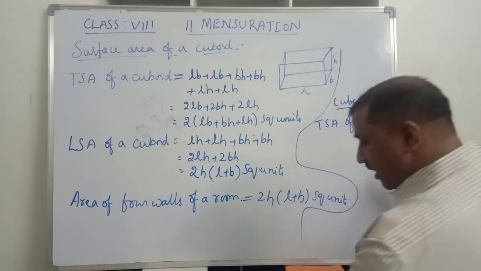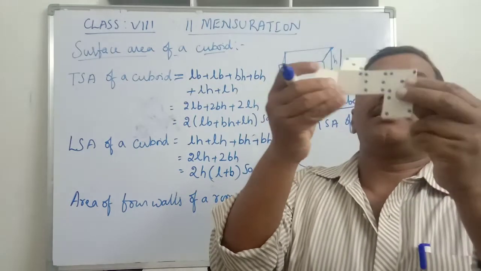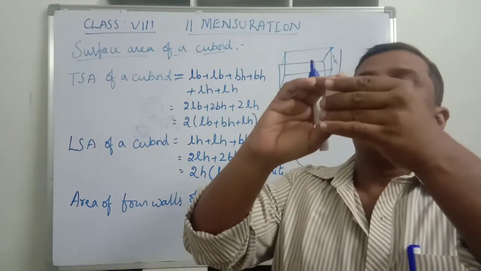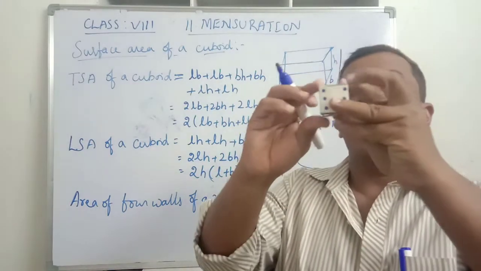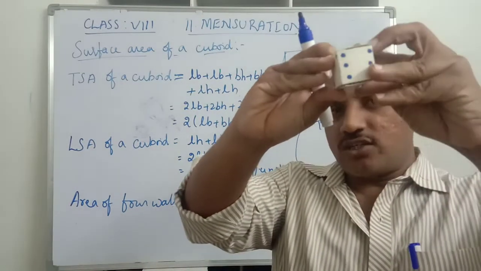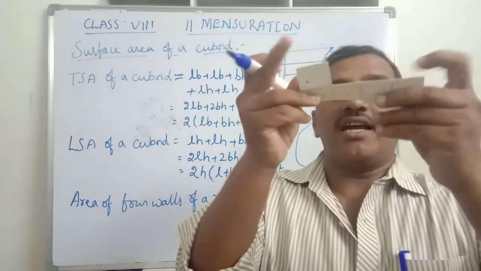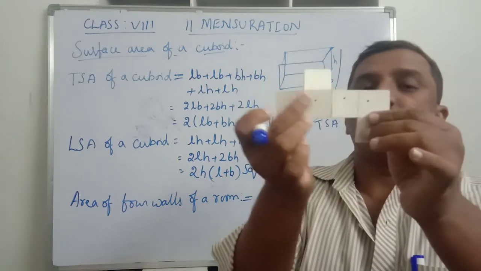So now you see here, this is the net of a cube. If I fold this 2-dimensional figure in the proper way, we will get a 3-dimensional figure, which is nothing but the dice. A dice is also a cube. This is a die and it is a cube. You see here we have 6 faces, all of them square shaped.